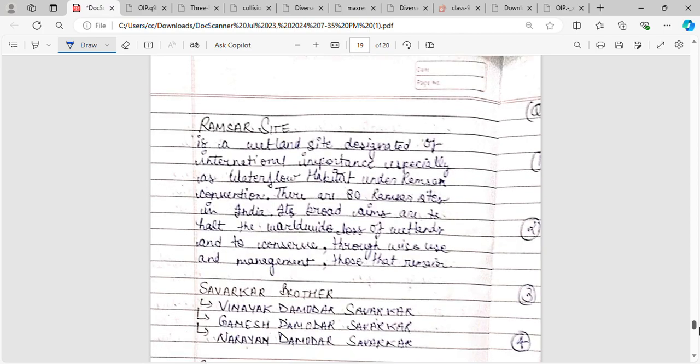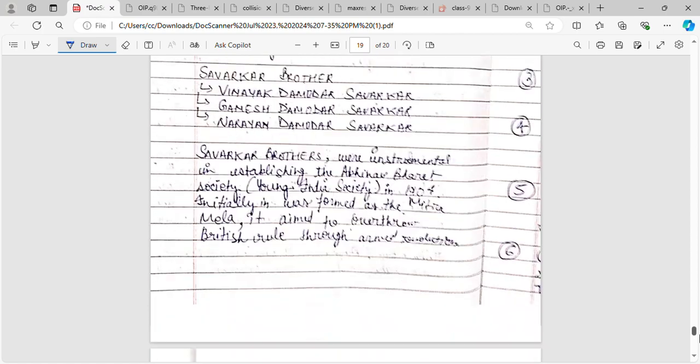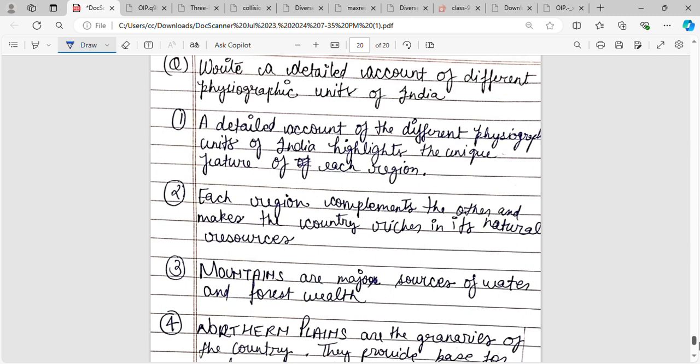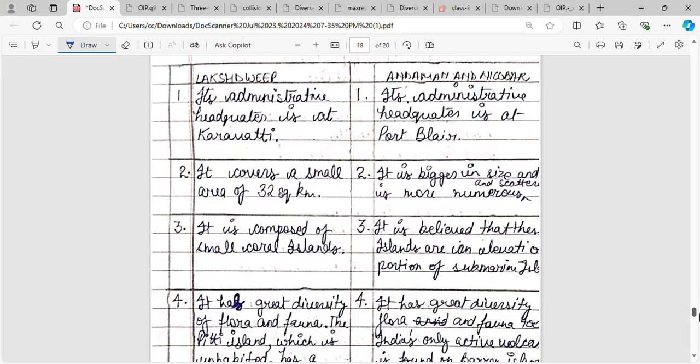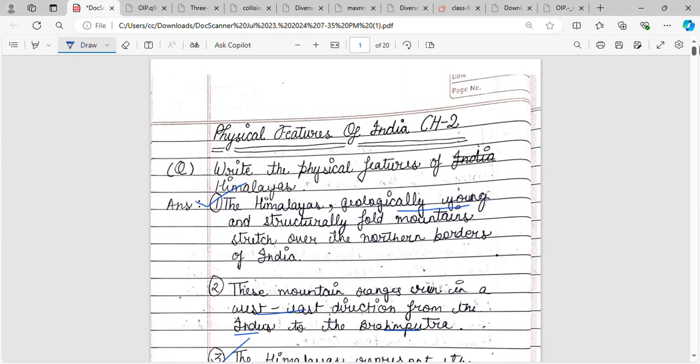Now, this page is only for some general knowledge, and this is just a detailed account of different physiographic units of India. You can go through it, and these are all the question answers of chapter number 2, all the possible question answers I should say, which, if you go through them and learn them by heart, your exam is in your hands.